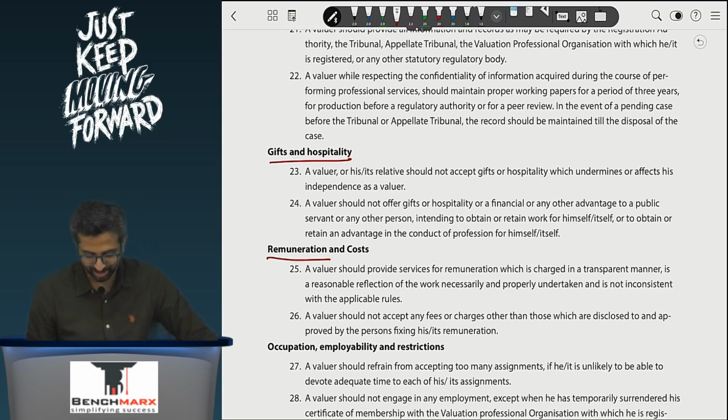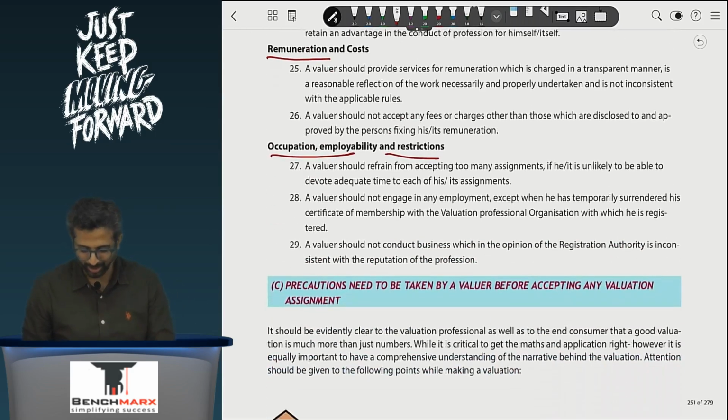So remuneration and cost, occupation. So there are 20-30 points. अगर आपको कभी नींद आ रहा है, यानी सोना है but नींद नहीं आ रहा है, right? You come to this, try to read. Guarantee आप 29 तक पहुंच ही नहीं पाओगे, right? उसके पहले आपको नींद आना ही आना है, surely, right? Okay. So these are various things.